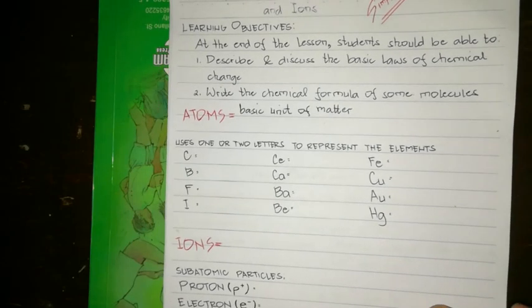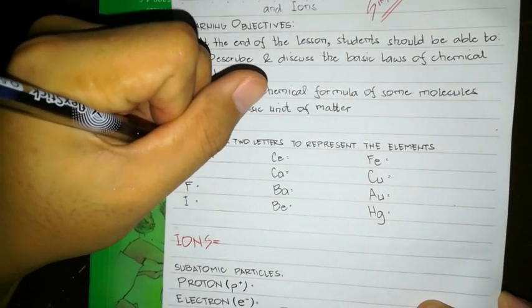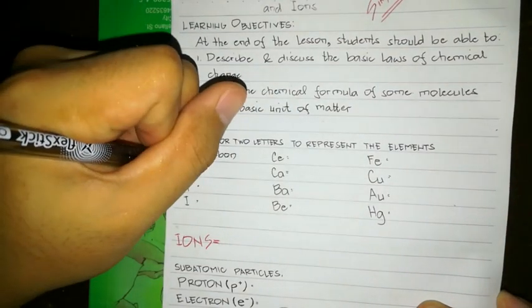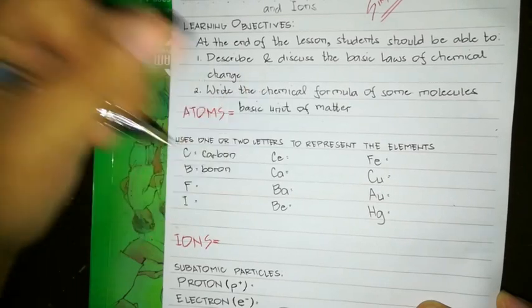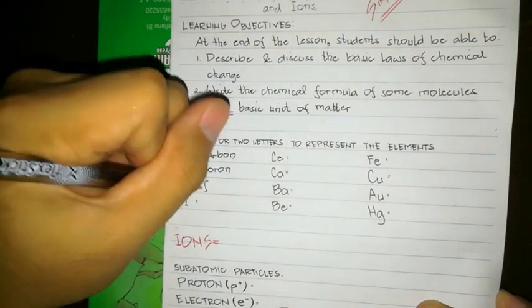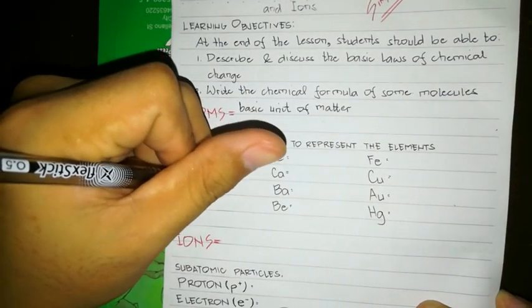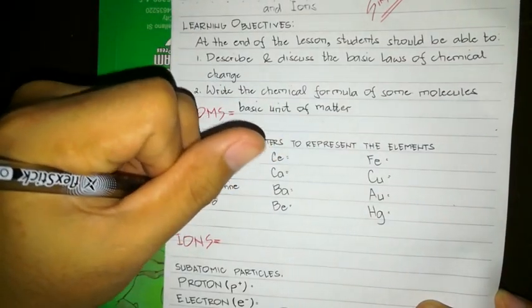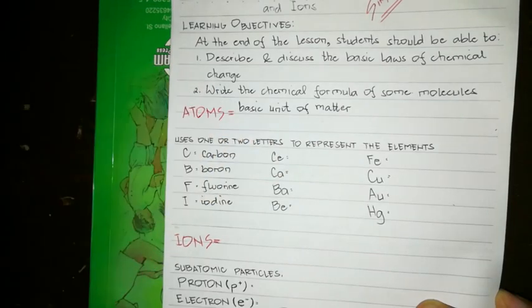So C stands for carbon. B stands for boron. F stands for fluorine. I stands for iodine, or iodine for some people.